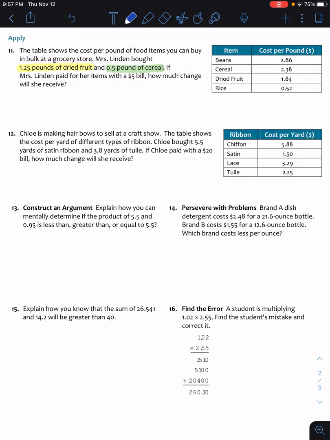So the first thing we need to figure out is the cost for the 1.25 pounds of dried fruit and the cost of the half pound of cereal. So the dried fruit is $1.84. The cereal is $2.38 per pound. So I'm going to start with 1.84 times 1.25, and then 2.38 times 0.5.